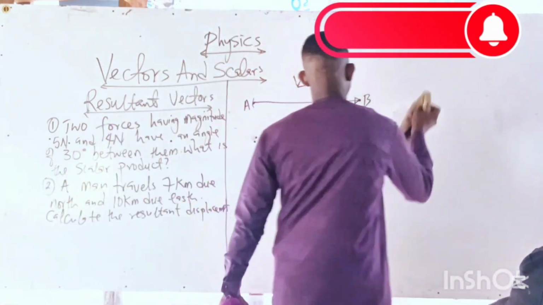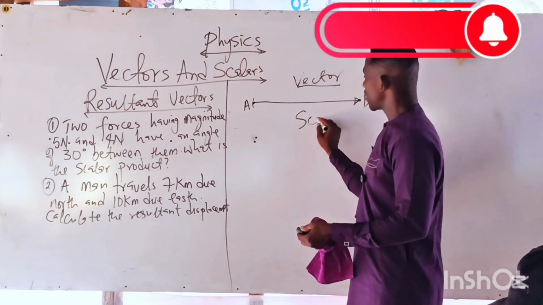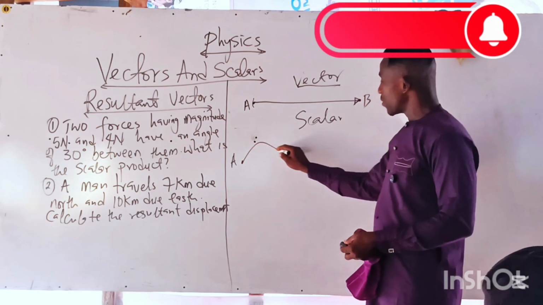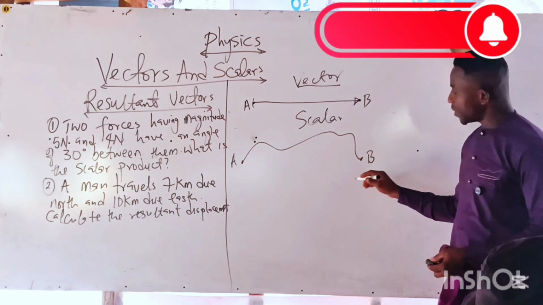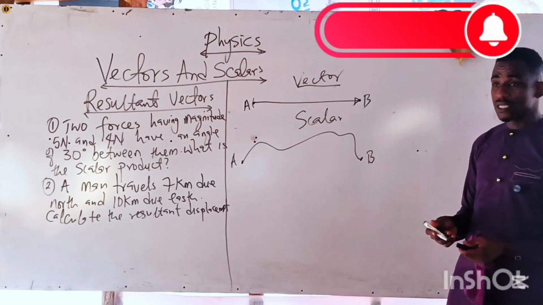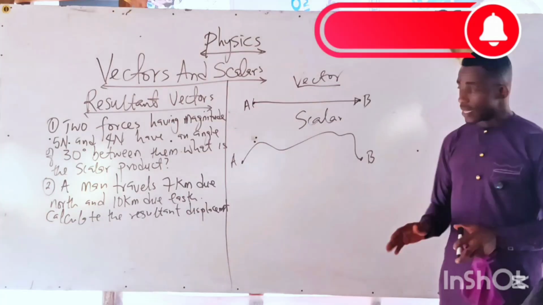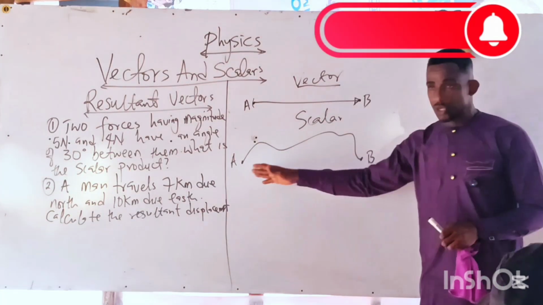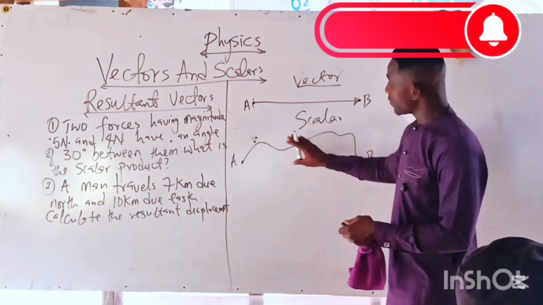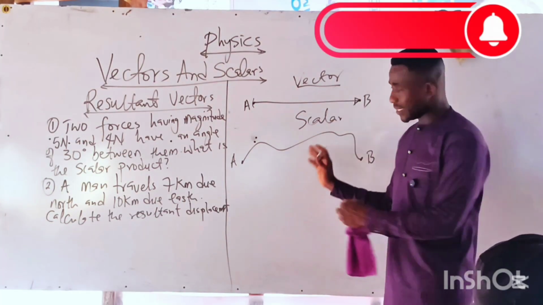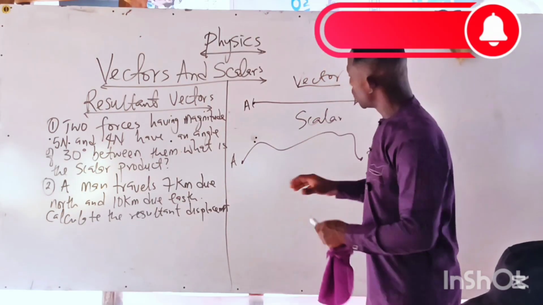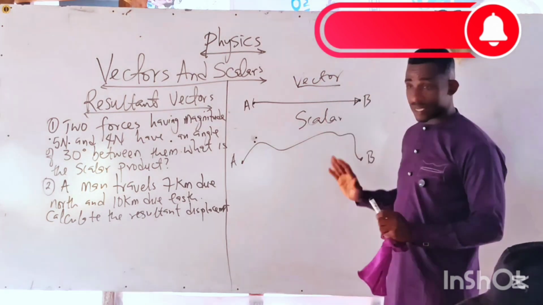Now, when you talk about scalar, you'll find that if a man moves from a point A to another point B on this kind of path, it is a scalar quantity because it has no direction. There is no arrow. So you don't know whether it's actually coming from here or from there. That means this is a scalar quantity. It has only magnitude, the size. So when we talk about magnitude, it always shows us size. So we have now understood what a vector and a scalar are.